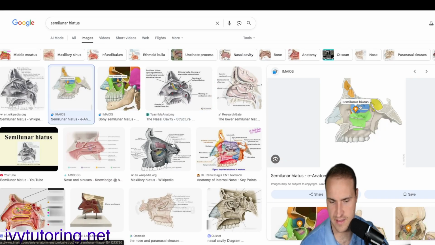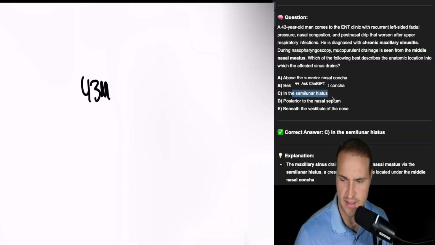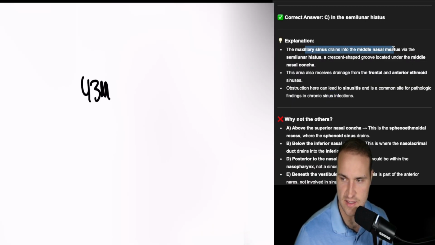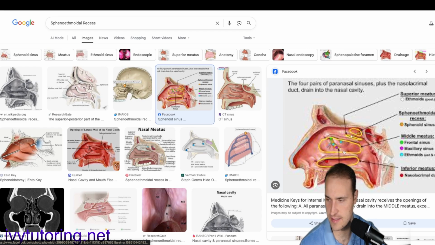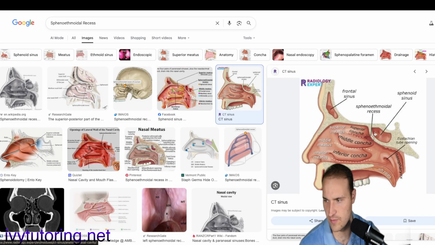You can see it again in this photo, and that's where this is going to drain. The reason is the maxillary sinus drains to the middle nasal meatus. There's the semilunar hiatus, and this is a really good photo right here. Ethmoidal recess, middle concha, superior concha, right there.